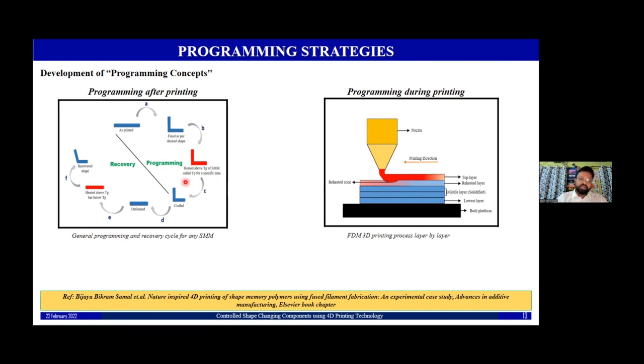So we have the part, then we have to fix it in a fixture, then we have to heat it above the glass transition temperature, and after that we have to cool it. This is the programming cycle for any kind of shape memory material. We have to do it separately.